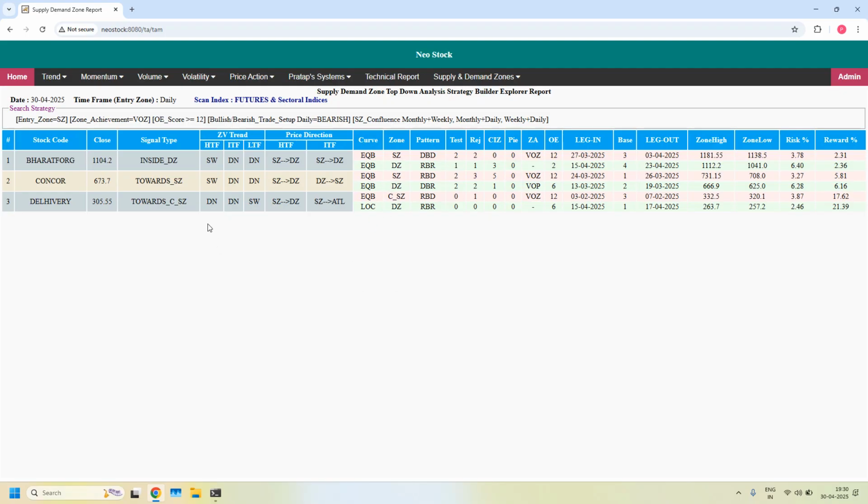But the monthly trend is down in only one stock. So in this stock, if the monthly supply zone is having monthly EMA confluence, then the overlapped daily supply zone might be having more high probability to get success. Let's verify.